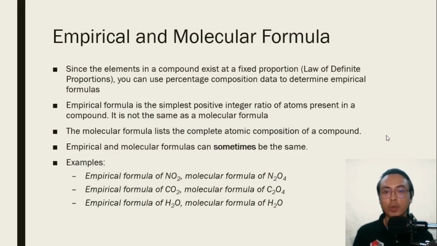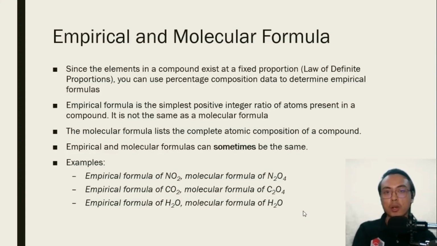For you to be able to differentiate between empirical and molecular formula, here are some examples. And by the way, please do take note that empirical and molecular formulas can sometimes be the same, not all of the time. Okay? First example, you can have an empirical formula of NO2, but also have a molecular formula of N2O4. If you notice, we simply multiplied NO2 by 2. So that became N2 and then O became 4. Another example, you can have an empirical formula of CO2 and a molecular formula of C2O4. Again, we multiplied this by 2. And then last example, you can have an empirical formula of H2O and also a molecular formula of H2O.